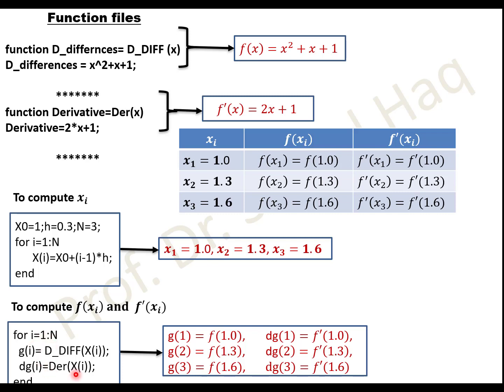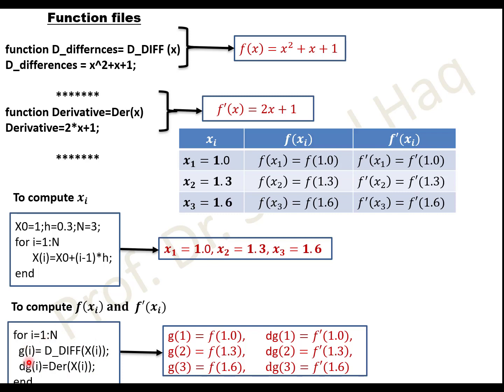Similarly, i is equal to 2, x2 is 1.3. If you send 1.3 to here, it will give you dg of 2, f prime at 1.3, which is your x2. And similarly, when i is equal to 3, it will send x3, which is 1.6, to this file and will give you the value, stored as dg of 3, and that's the value of the derivative of the function at 1.6. So this is the loop.